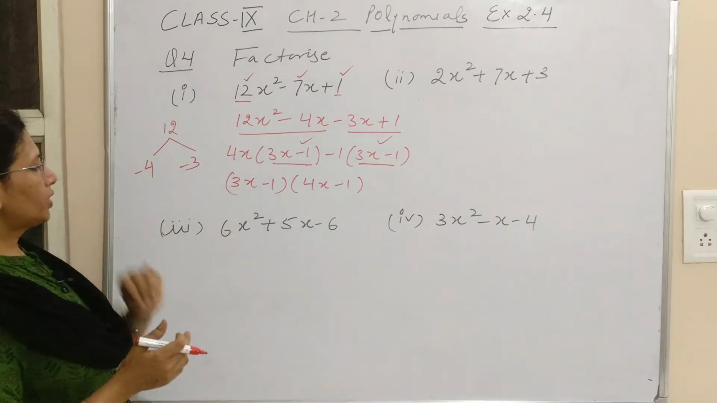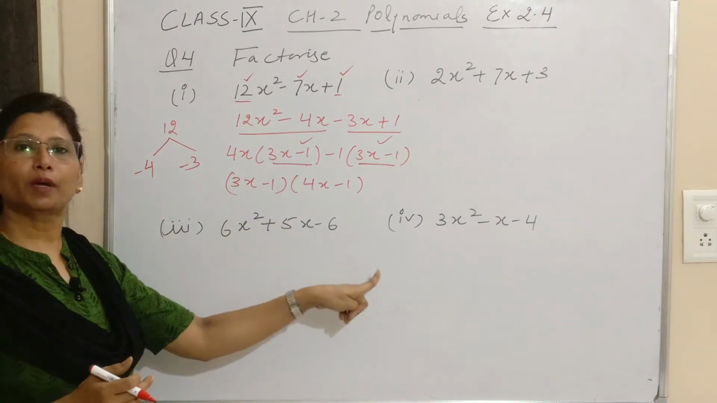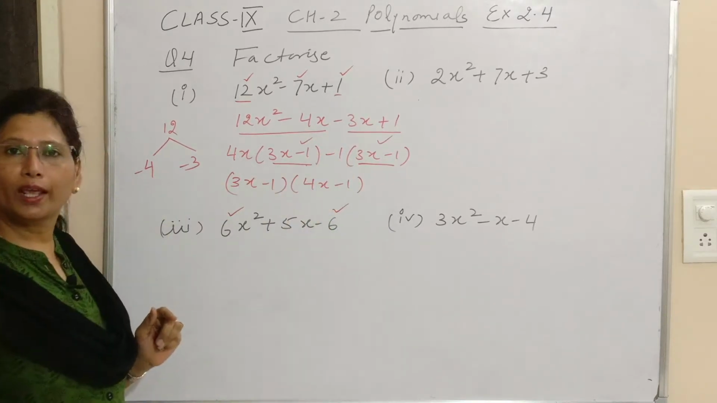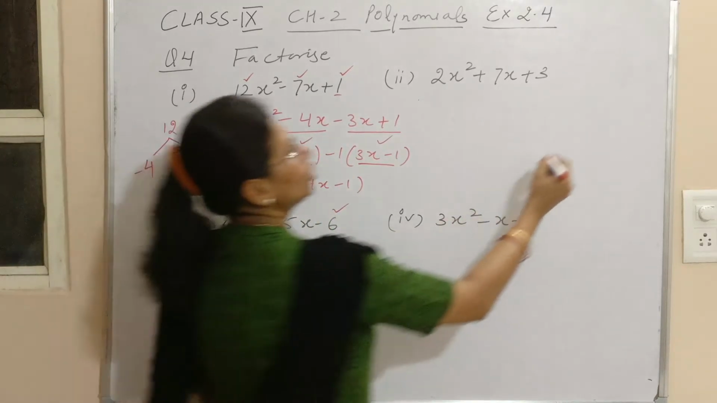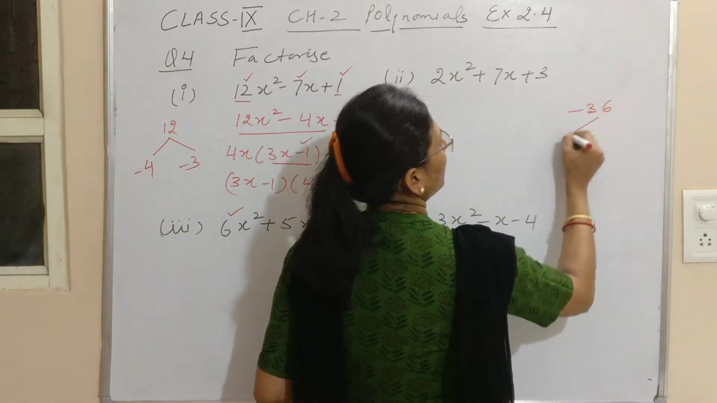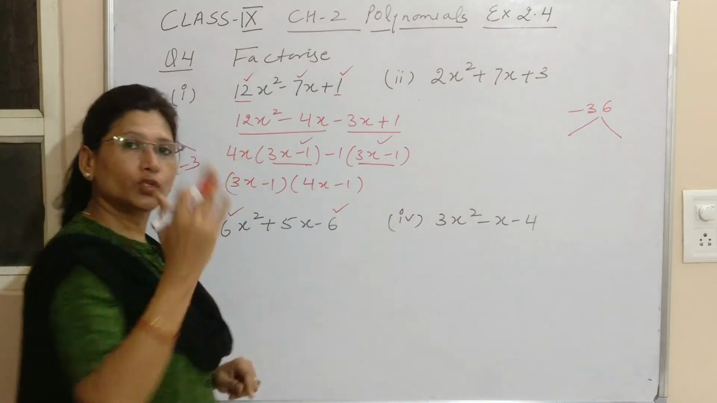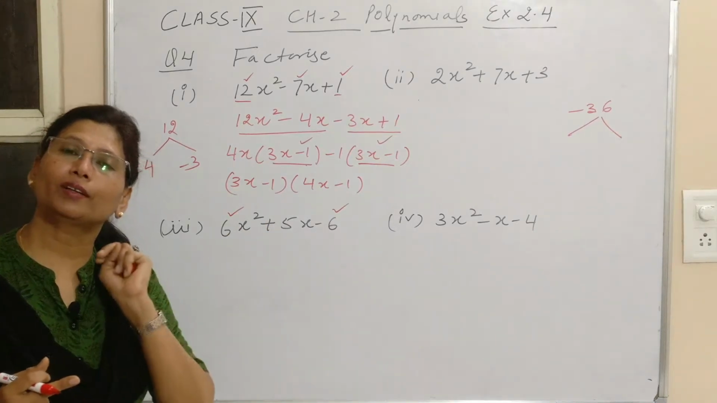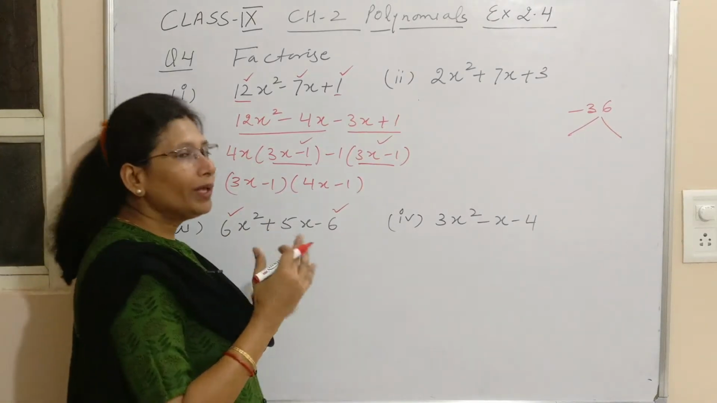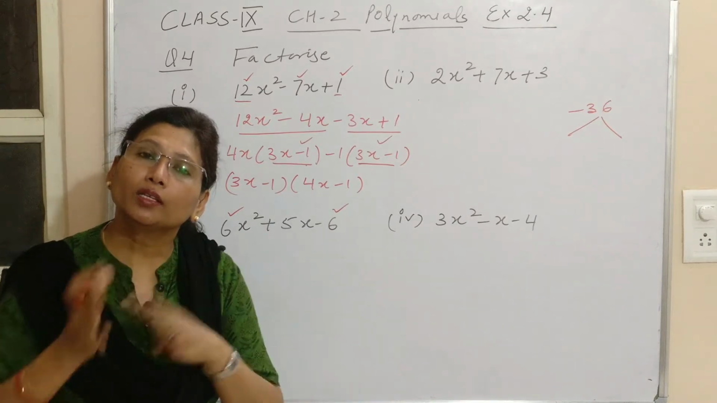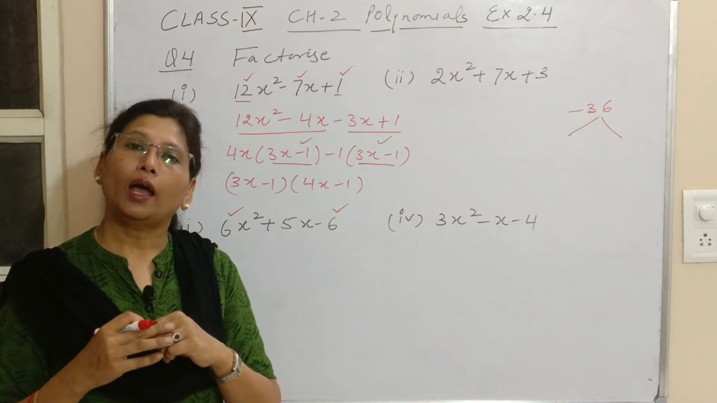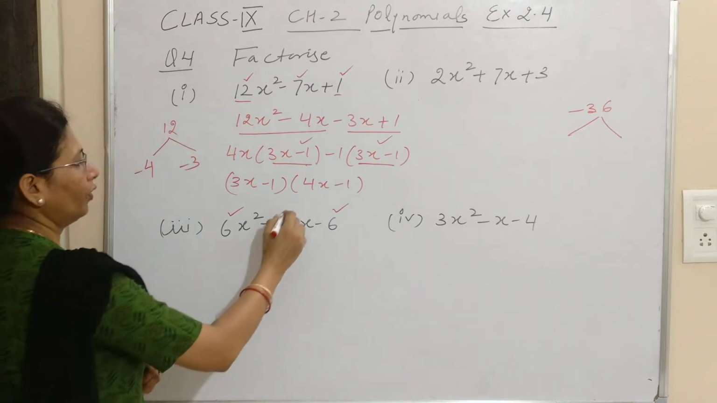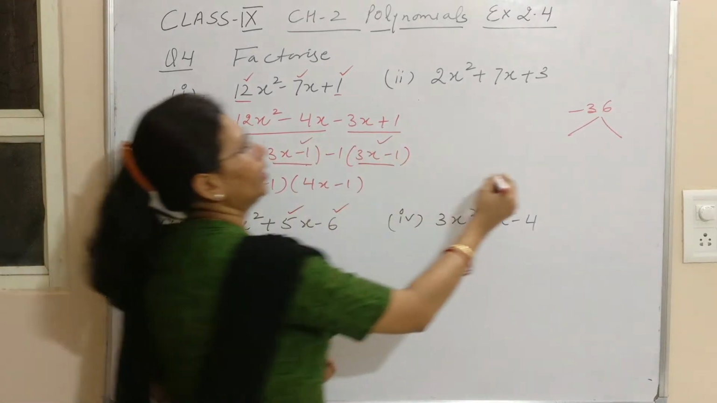Okay, moving to next: 6x square plus 5x minus 6. We'll multiply 6 and minus 6. What we get is minus 36. When we are getting minus 36, I'll break minus 36 in such a way that I get the sum of these two factors as plus 5. So what you have to do is, minus 36 is 12 threes are 36, okay? And 9 fours are 36. If you take 9 and 4, it is going with 5, correct? So I'm writing 9 and 4.